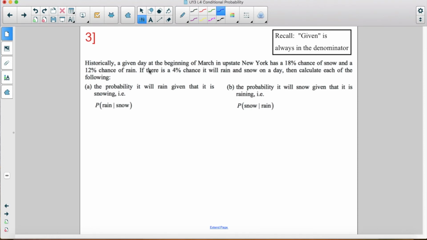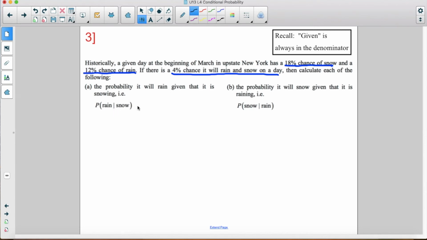It says, historically, a given day at the beginning of March in upstate New York has an 18% chance of snow and a 12% chance of rain. If there is a 4% chance that it will rain and snow on a day, then calculate each of the following. So the first one is the probability that it rains given that it snows.